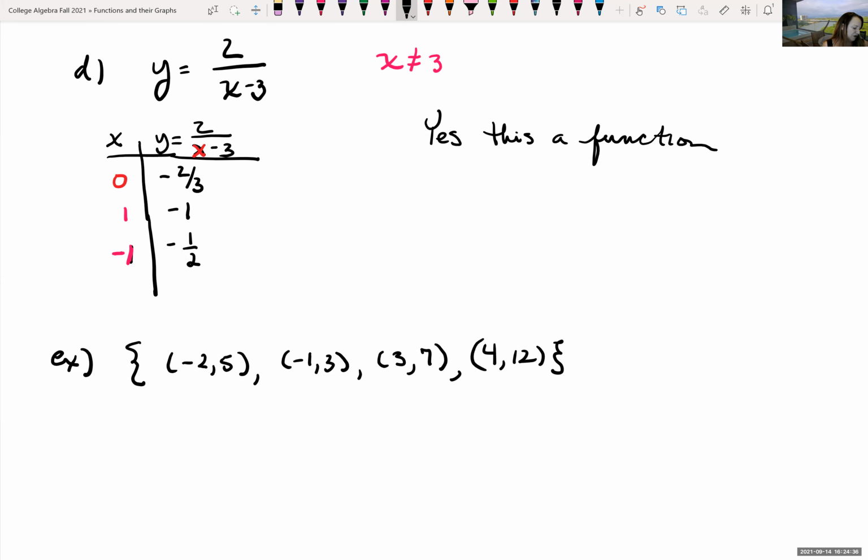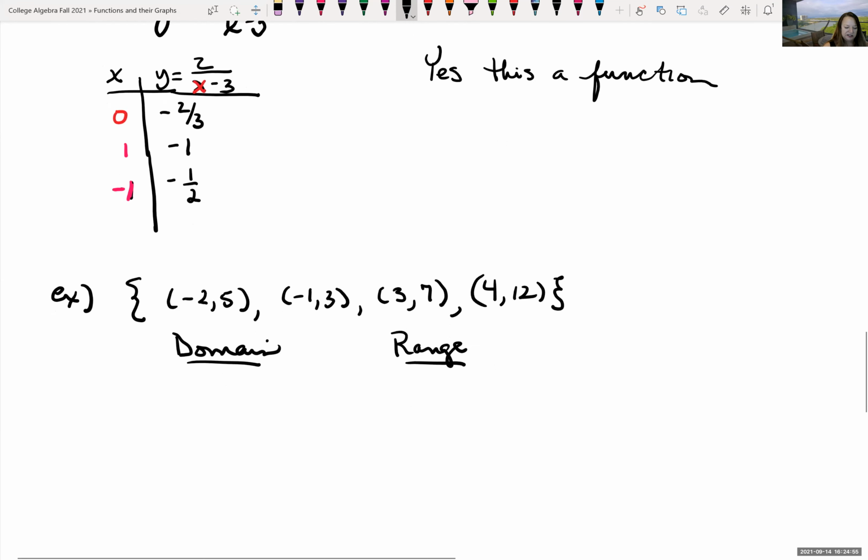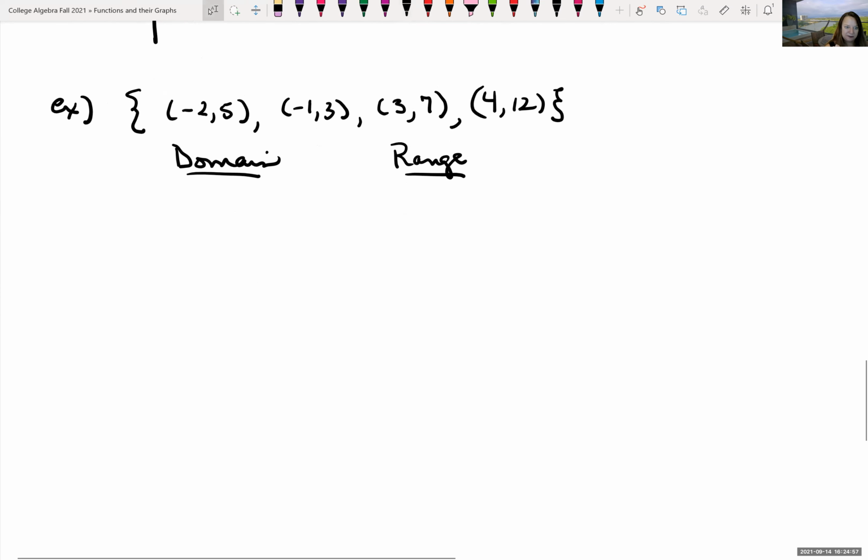And it asks, determine whether the relation represents a function. For each function, let's state the domain and the range. Okay, so the domain in this case is our x value, and our range would be our y value. So when it's a point, I tend to like to map them.